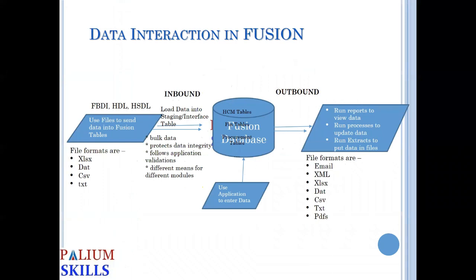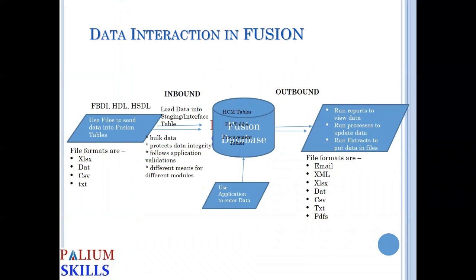Now, when we use an extract to take data out of the system, we can do that in various formats. We can use an email, XML, Excel, DAT, CSV, TXT, PDFs. There are various kinds of formats supported by different tools. So it could be a BI tool where you send out emails through bursting, or it could be an extract where you generate the file, an XML file, or a comma separated text file, and send that out. That could be part of your outbound interface. So you run the extracts to get the data out and send it to the target application.